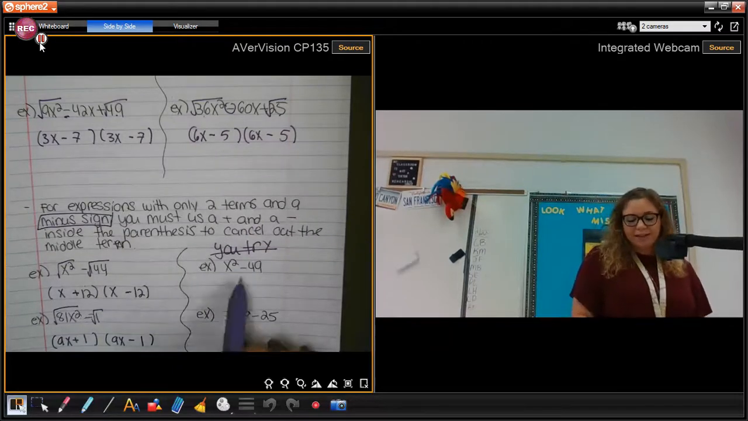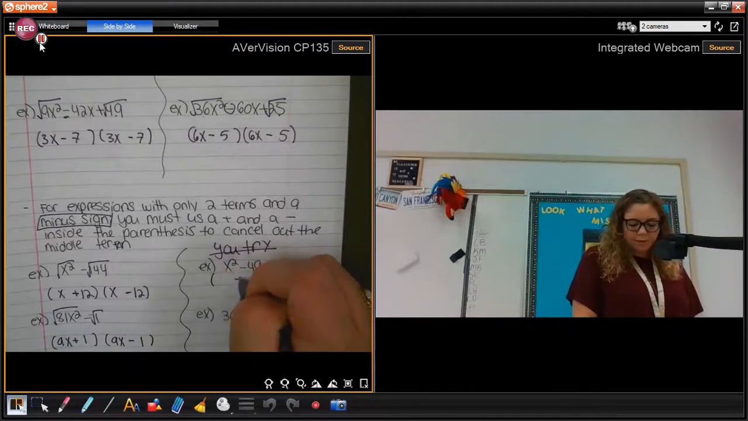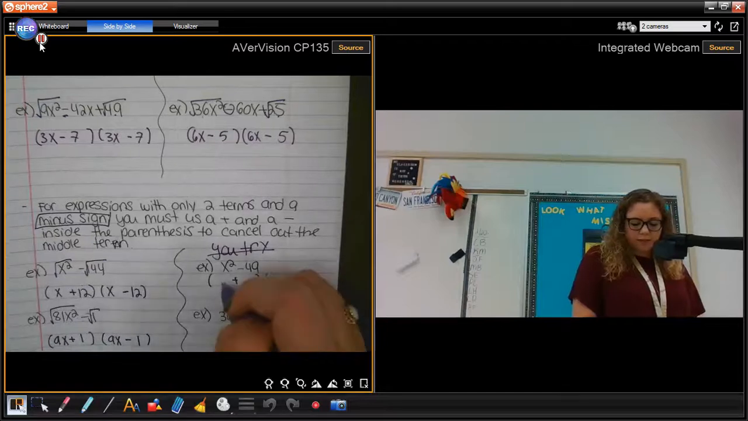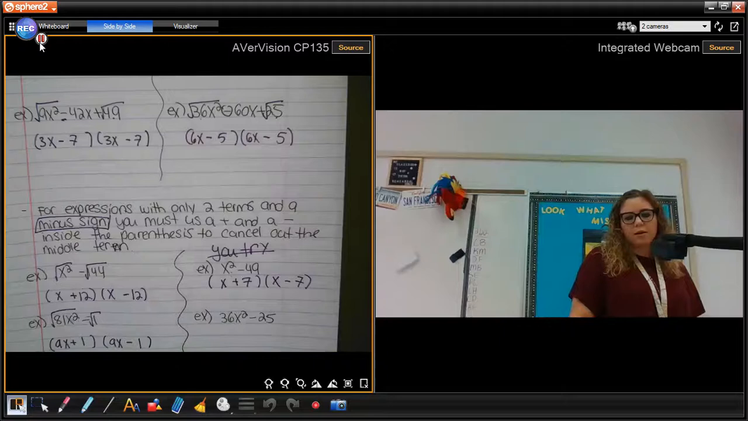Welcome back. Since these are perfect squares and there's a minus sign, I'm going to have one positive, one negative. Square root of x squared is x, square root of 49 is 7. And that is my answer.